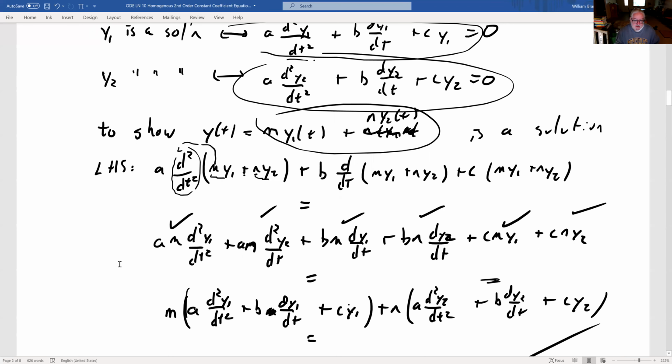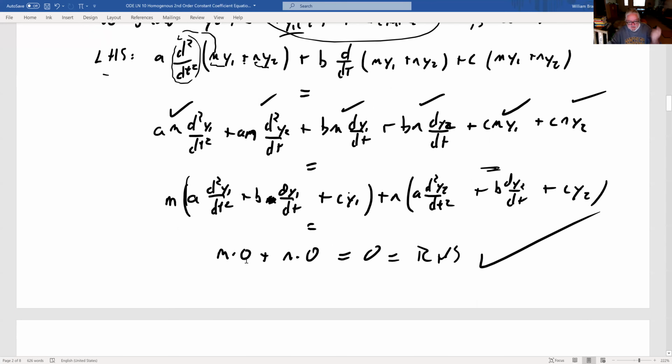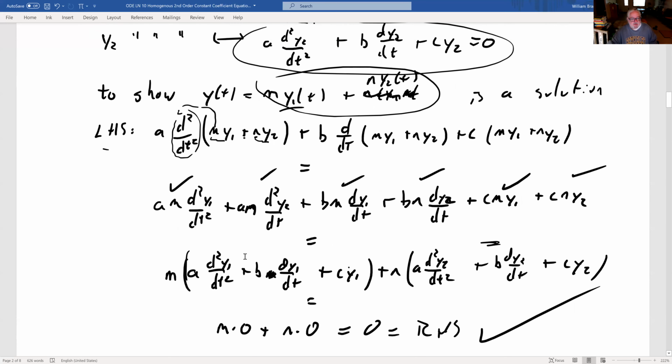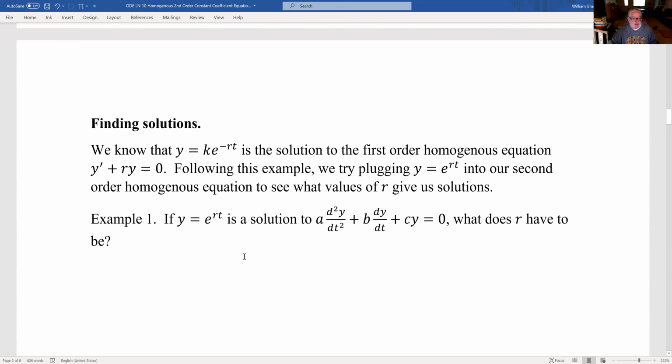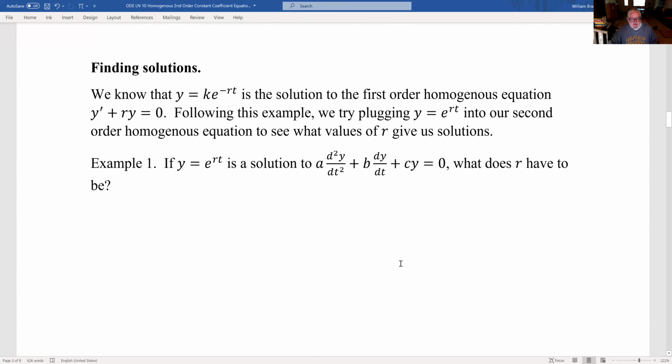So we wanted to show that this is a solution. That means when we plugged it into the left-hand side, it should reduce down to 0, which is the right-hand side, and it did, so it is a solution. Really useful fact. So how do we find solutions to this kind of a function?